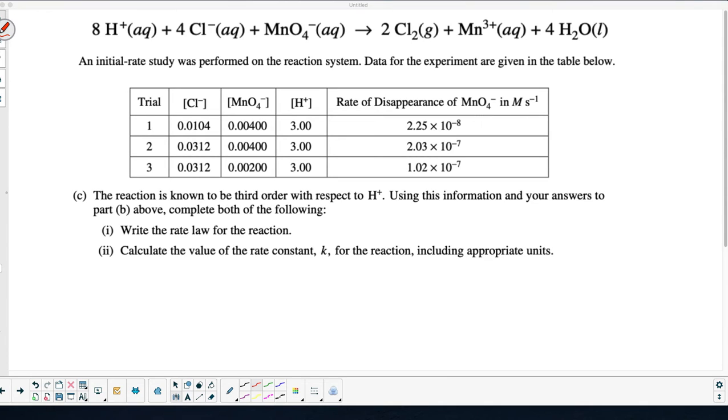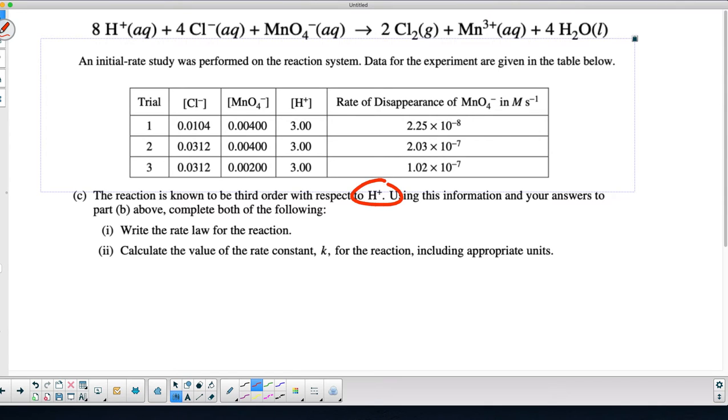Class, this is part C and D. I'm doing them together in the third part. It says the initial rate study is performed. The reaction data for the experiment is below. The reaction is known to be third order with respect to H plus. Using this information and your answers in part B above, complete both of the following.